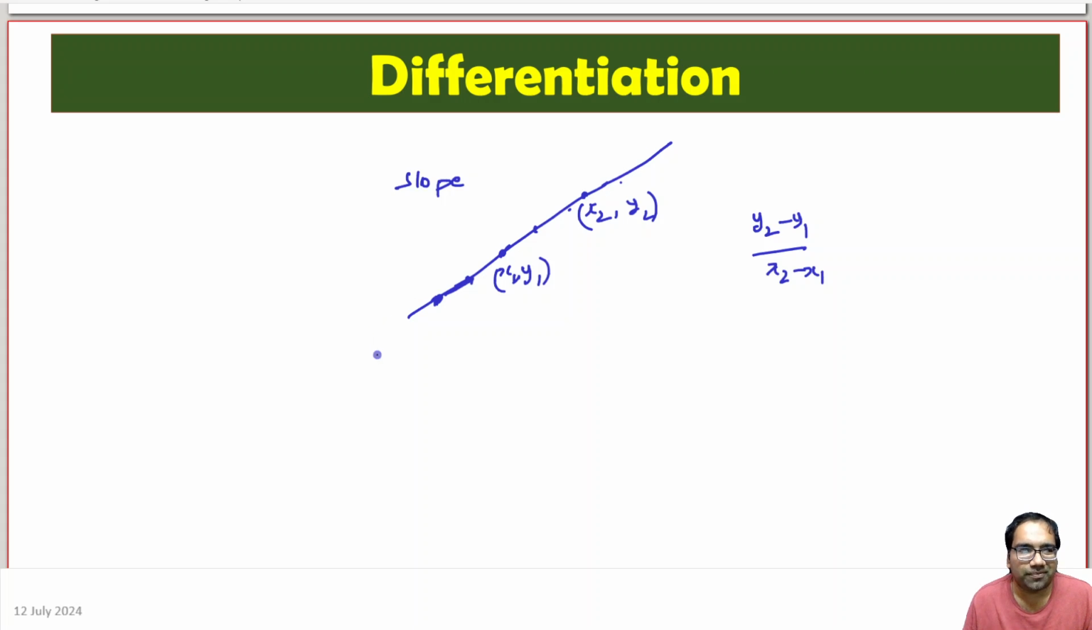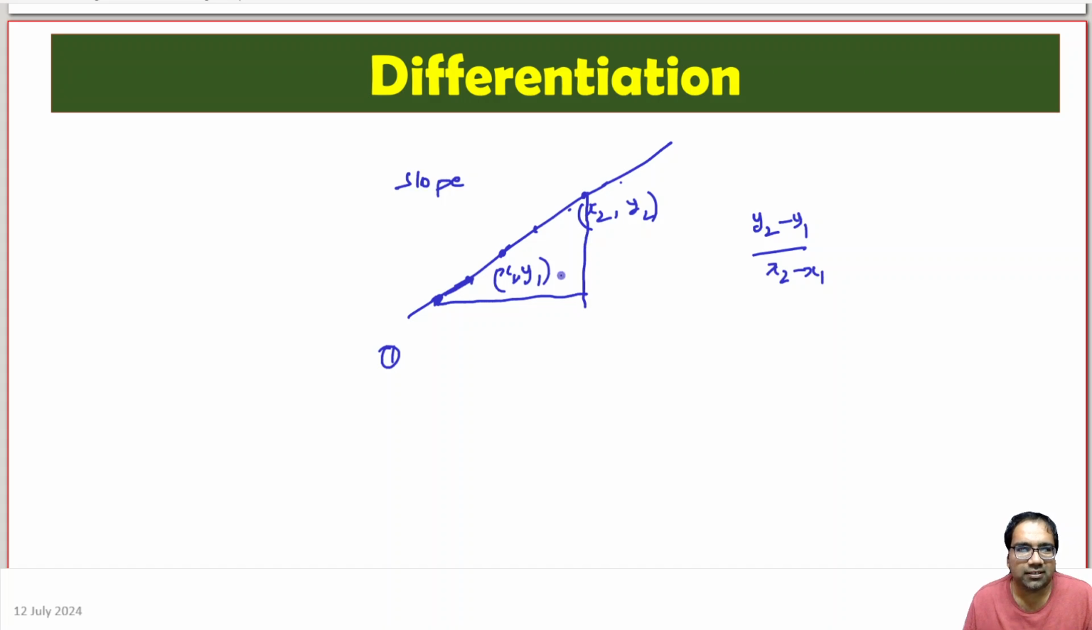Whatever the slope of this line is, let's say it is 1, then whichever 2 points you take, they will always give the slope as 1. y2 minus y1 by x2 minus x1 will always be 1. So, what is this y2 minus y1? What is this x2 minus x1?